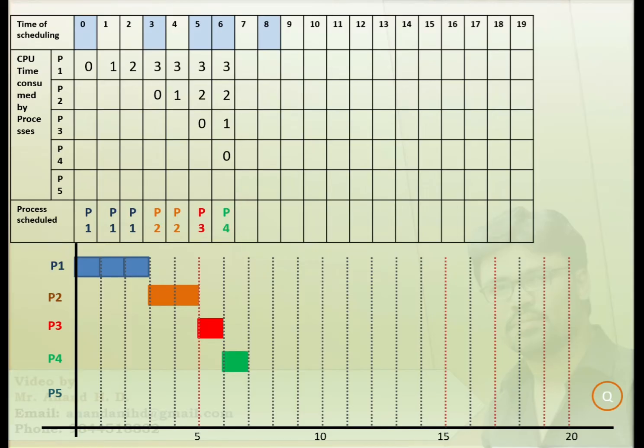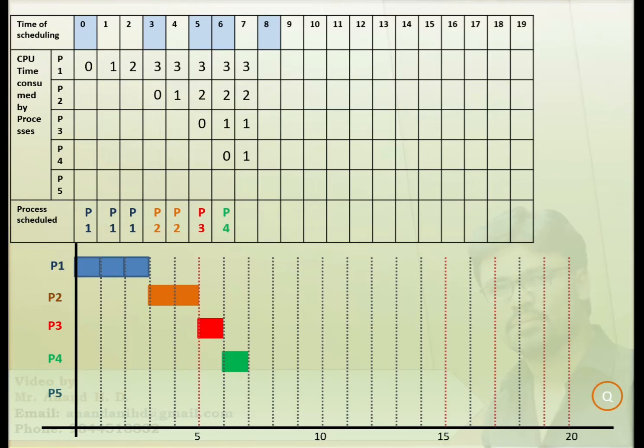Okay, so at 7 time units again there are 4 processes P1, P2, P3, P4, wherein P4 has completed 1 time unit of execution, P1 has completed 3 time units of execution, P2 has completed 2 time units of execution and P3 has completed 1 time unit of execution. At this point we can say that both processes P3 and P4 have consumed an equal amount of CPU time, right? So there is a tie between process P3 and P4.